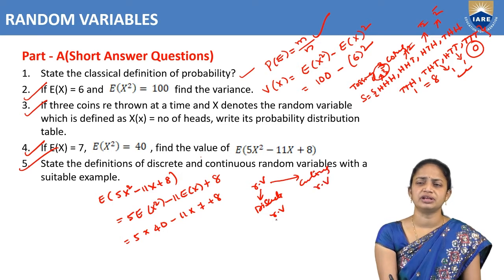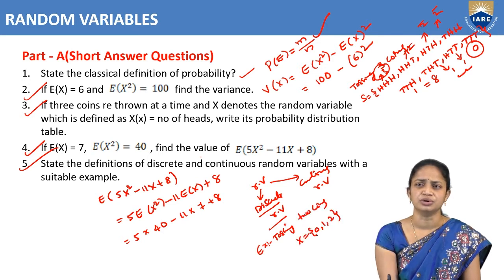A discrete random variable is one where the range of the random variable is finite. An example is tossing two coins: we get x equal to 0, 1, 2, that is 0 heads, 1 head, 2 heads. So this is the example for a discrete random variable.